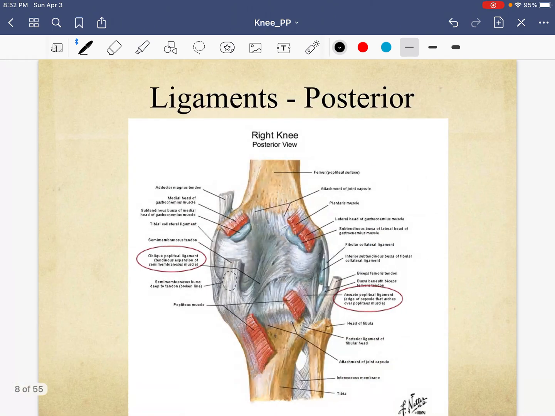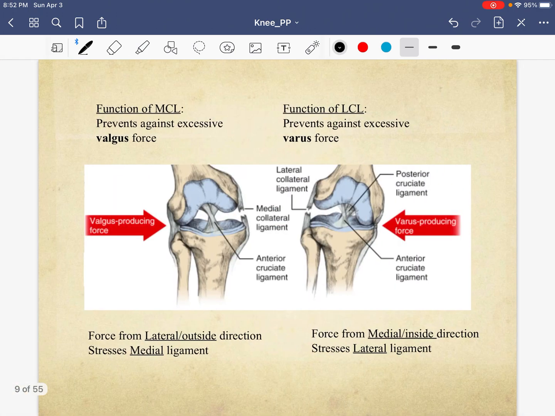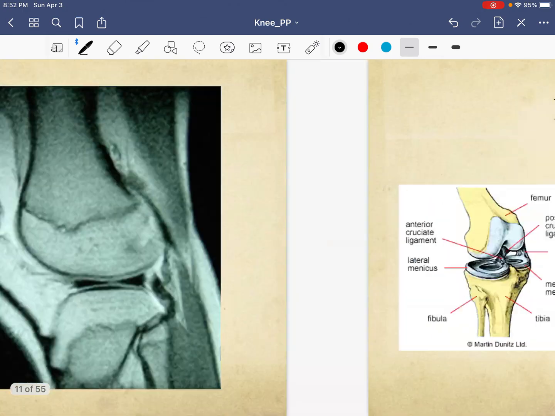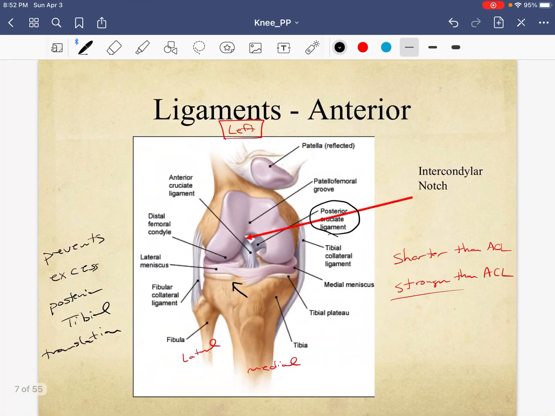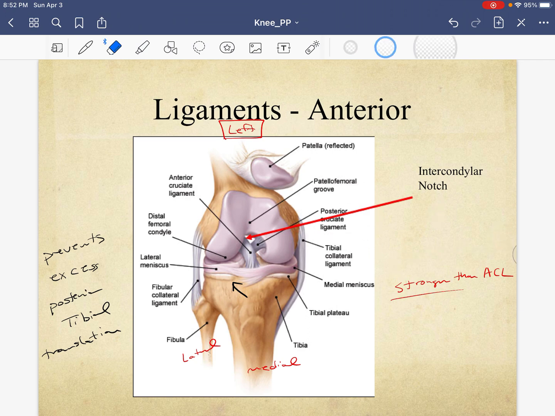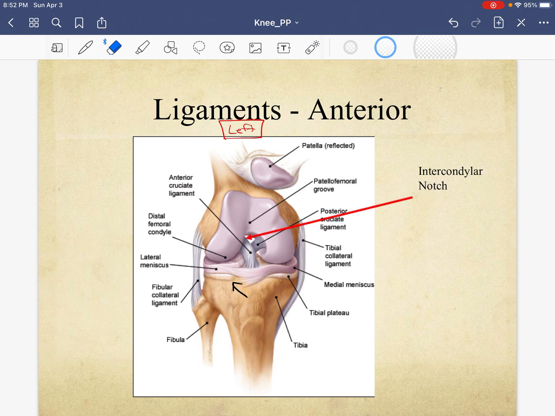All right, good. Moving right along. I'm going to come back to this picture, but for now let's talk about the collateral ligaments. We've talked about some collateral ligaments before with the elbow, so those terms should be familiar to you. Cruciate means on the side. So we have a collateral. Why am I saying cruciate? Let me say that again. I apologize. The cruciates were in the middle, anterior and posterior cruciate.